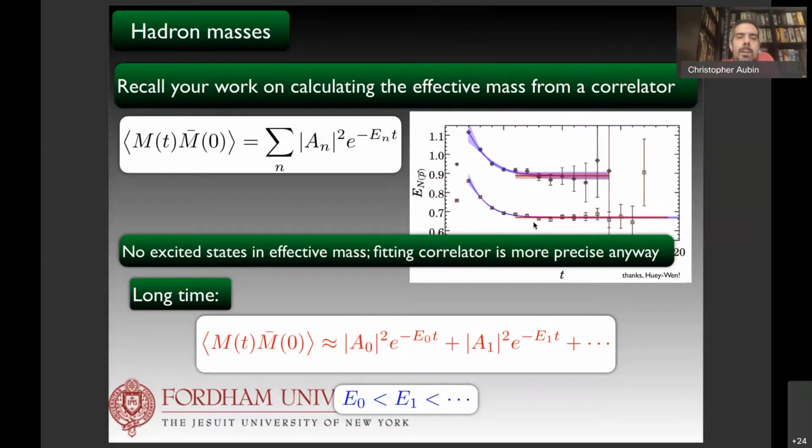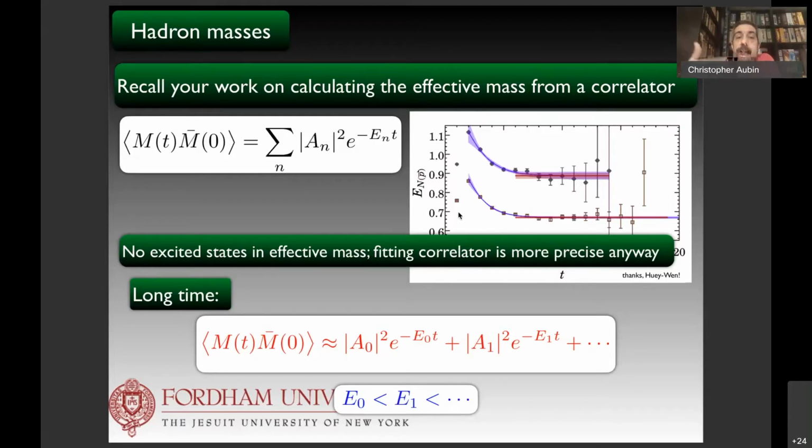But really, the correlator has a general form of an infinite sum of exponentials, where this n runs over all states of the theory. I wrote this as m bar and m, thinking I'm looking at mesons, but today we're really going to just look at baryons. Those are more fun because they're a little noisier.